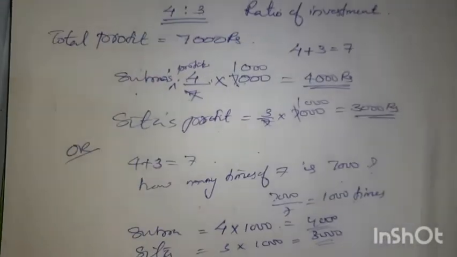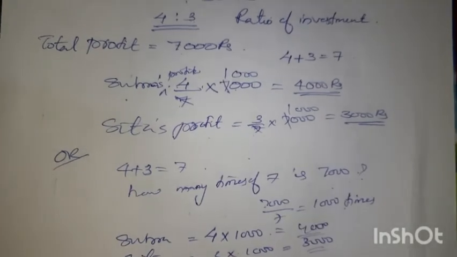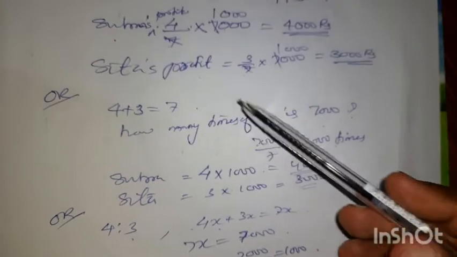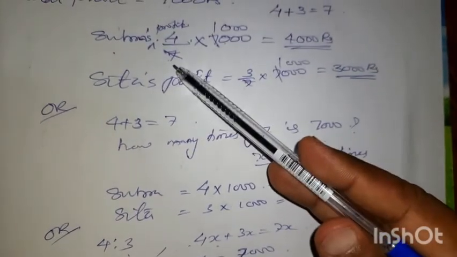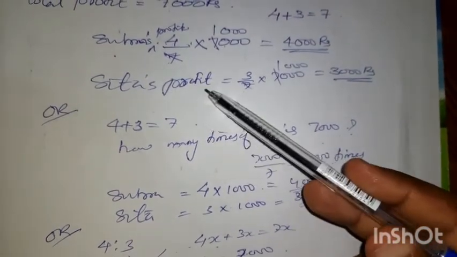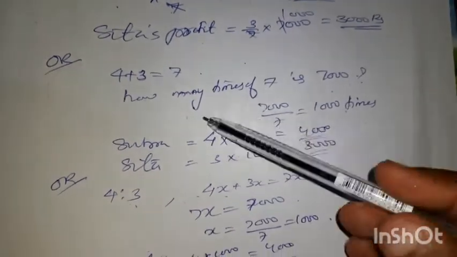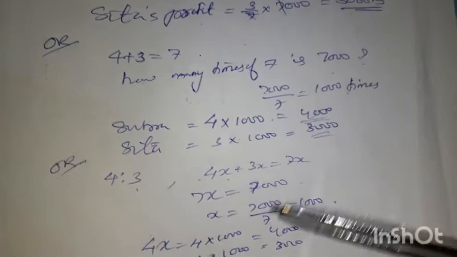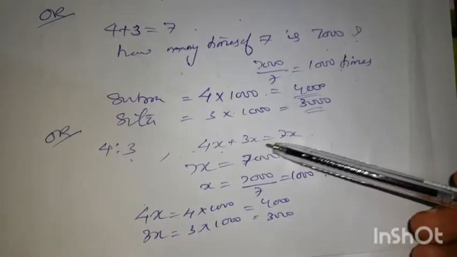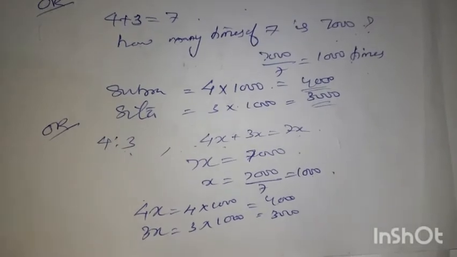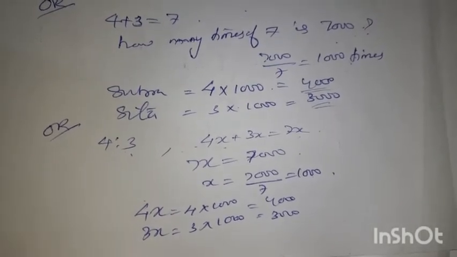Okay. So either you do it like this, 4:3, total profit 7,000. 4 part of 7 is given to Suhra and 3 part of 7 is given to Sita. From that you can find out. Otherwise, how many times of 7 is 7,000? Or you can write the 4x plus 3x is equal to 7x. So in the algebraic form also you can do it. Any one method you can use it.